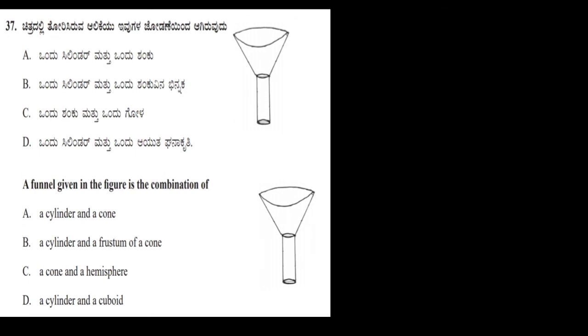The figure given is a combination. Same similar type of problem, with a little bit of changes. In a model paper also they gave it, and in a practice paper also I gave it, so once go through that. Here the options are a cylinder and a cone. Cylinder is there but cone? No, we don't have a cone, so we need to go with option B, that is a cylinder and a frustum of a cone. You can reverse it and check. We have a frustum of a cone, not only a cone, and the cylinder down below. Therefore option B is the correct one.